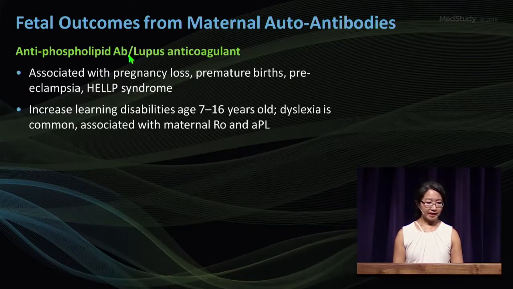What about antiphospholipid antibodies and lupus anticoagulant in mom? What's interesting is that mothers who have antiphospholipid antibodies and lupus anticoagulant are at higher risk for pregnancy losses and also for preeclampsia and HELLP syndrome. HELLP syndrome stands for hemolysis, elevated liver enzymes, and low platelets. And usually, let's say a teenager got pregnant and their antiphospholipid antibody is positive. HELLP syndrome can occur earlier in the pregnancy. So instead of in the third trimester, it can occur in the second trimester.